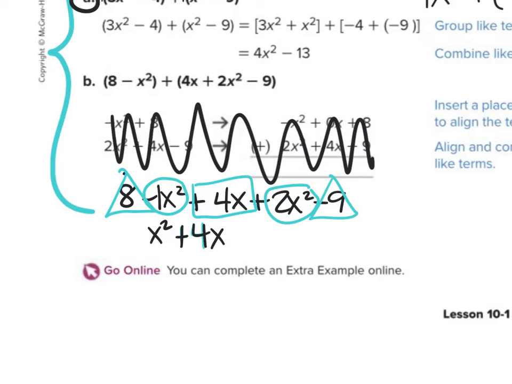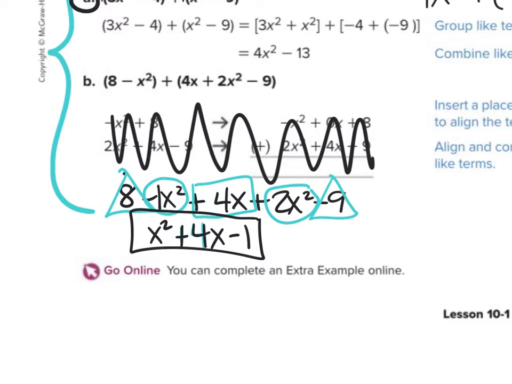Careful. Negative. Good. Okay. And I always check at the end: do we have any more like terms there? Do any of them have the same variable and the same exponent? Nope. And then make sure it's in order. Start with the biggest exponent and go down from there. That wasn't hard.